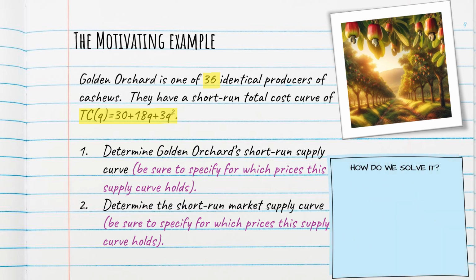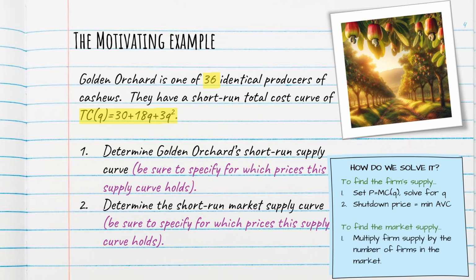How are we going to solve this question? To find the firm supply, we will set price equal to the marginal cost curve and solve for Q. And then to specify for which prices this supply curve holds, we will need to find the shutdown price, which is at the minimum of the average variable cost. In order to find the market supply curve, we will take the firm supply that we found in the first part and we'll multiply it by the number of firms in the market, which in this question is 36.